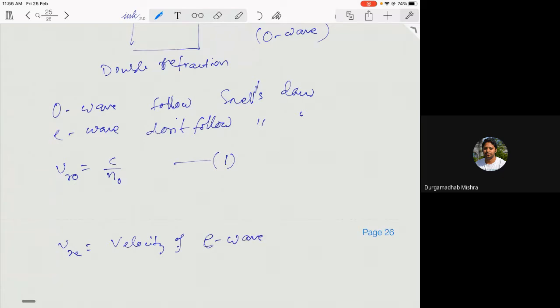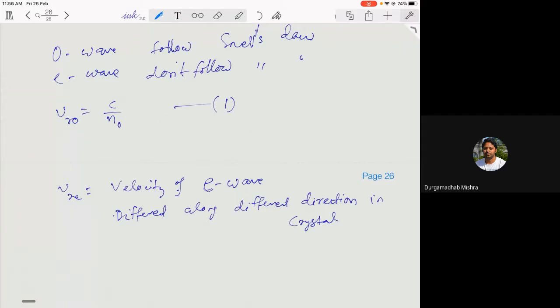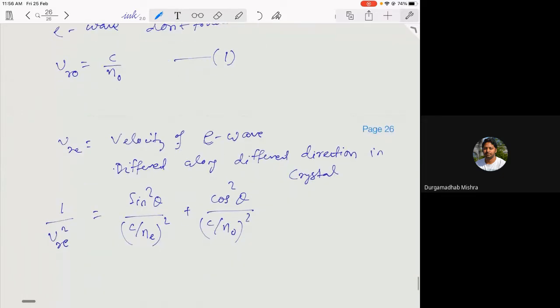and it is different, and most importantly it is different in different directions. The velocity of the E wave is different along different directions in the crystal. The ordinary wave has the same velocity in all directions, but the extraordinary ray has a velocity which is different from the ordinary wave, and it is also different along different directions. How it varies depends on the direction, and this is given by the relation 1 over v_e squared equals sine squared theta by (c by n_o) whole squared plus cosine squared theta by (c by n_e) whole squared. This is how the velocity of the extraordinary wave is related to the material.